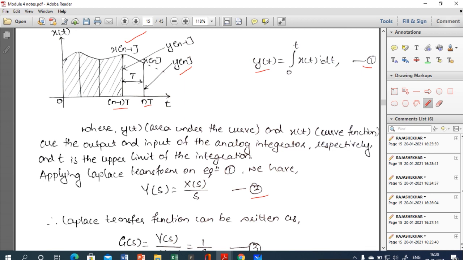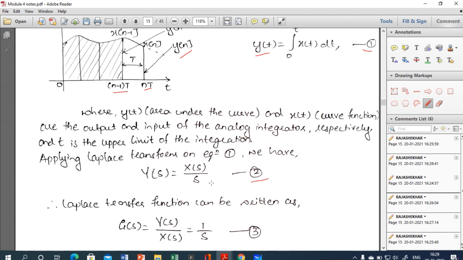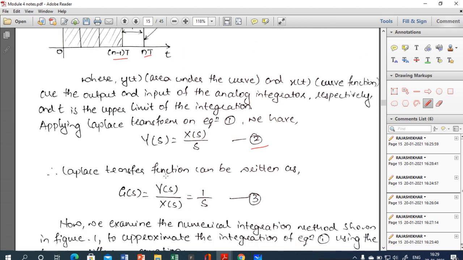If it is x square of t, then 1 by s is changed to 1 by s square plus s. This is how the Laplace transform is applied, but for your syllabus there is no Laplace transform derivation. So just remember that the Laplace transform for the integration from 0 to t of x of t is x of s by s. Now we will rearrange this equation. I call it g of s, which is y of s divided by x of s. Taking x of s to the denominator, this becomes 1 by s. Let us consider this as equation 3.